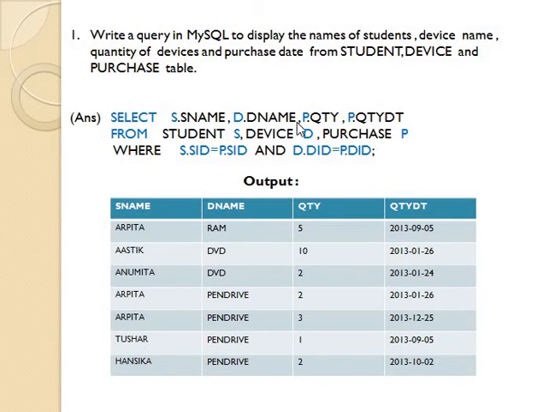That's why using this query, when we select sname, dname, QTY and QTYDT from the tables student, device and purchase respectively with their aliases, I can see the columns, that is sname, dname, QTY and QTYDT shown exactly like this as in the output table.